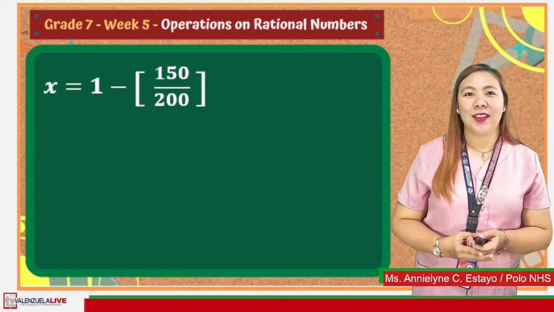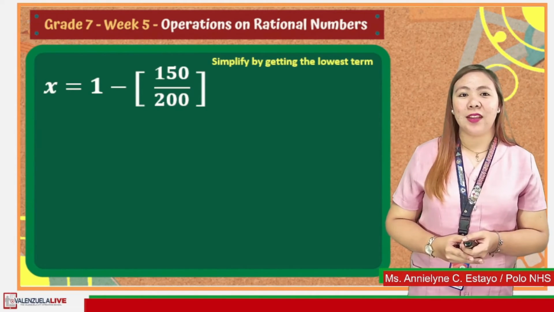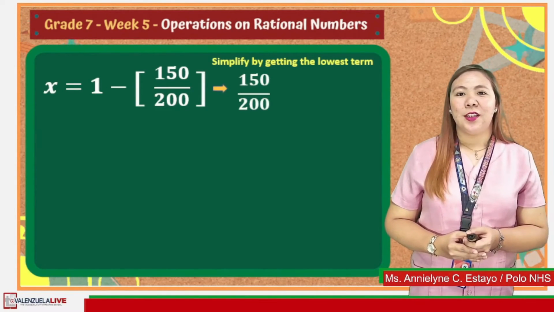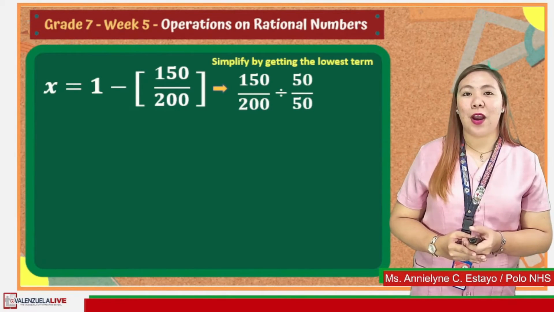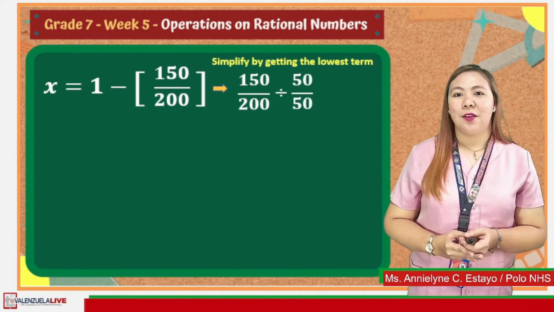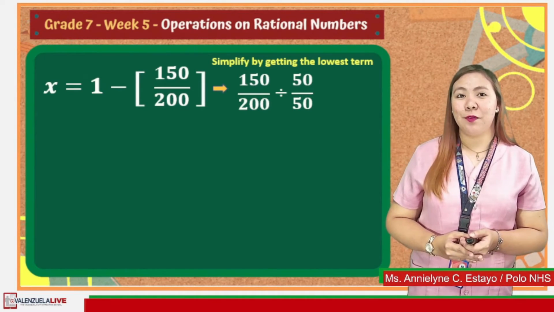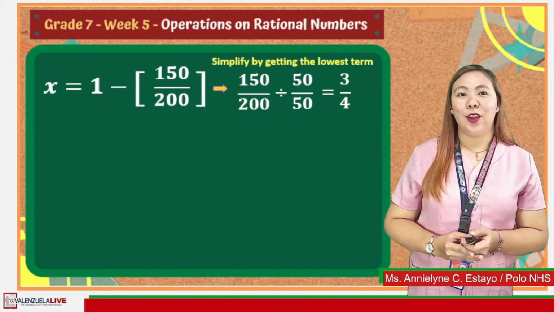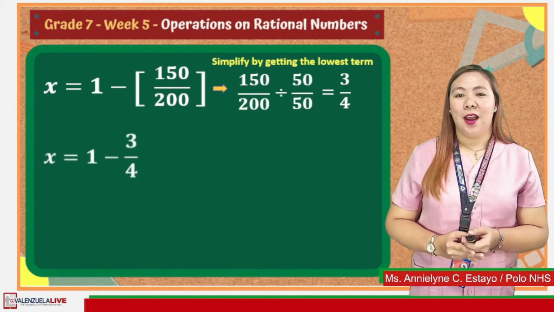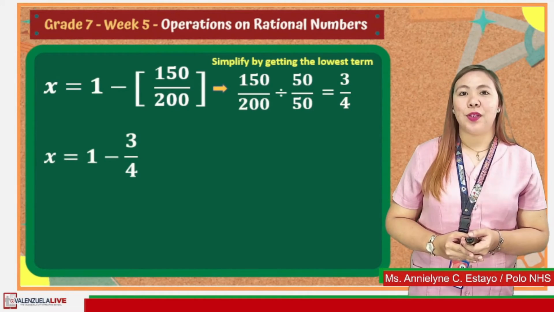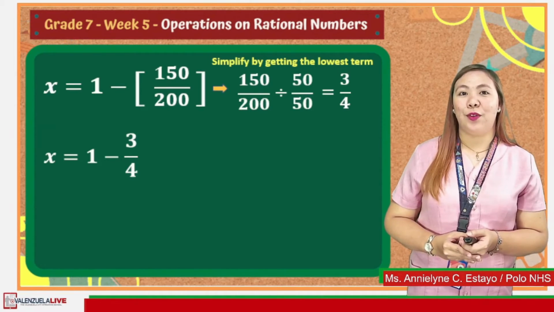150 over 200 can be simplified by getting the lowest term. The two numbers have a greatest common factor of 50. Dividing 150 over 200 by 50 over 50 will give us 3 over 4. Now, we have x equals 1 minus 3 over 4.